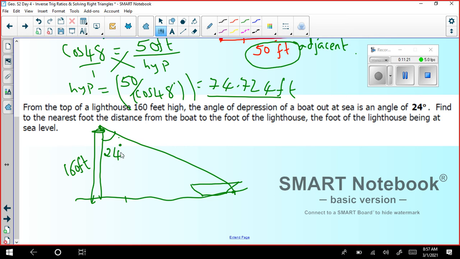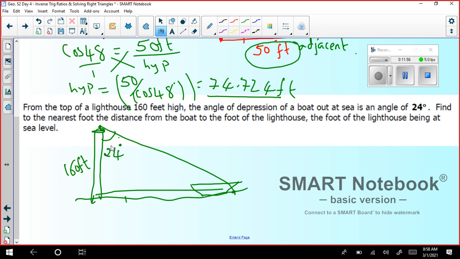Okay, you'll have different angles of depression from this particular point to this point to this. I'm just keeping this as the center of the boat, and it is touching the surface of the water. Find the distance from the boat to the foot of the lighthouse, to the nearest foot. So I want this particular distance.